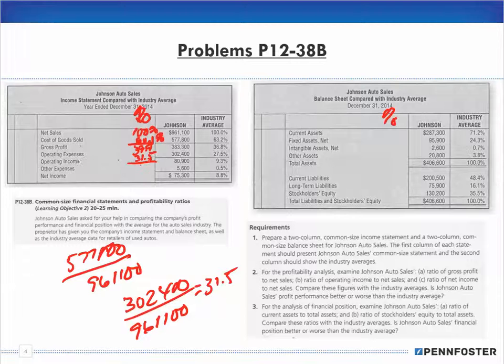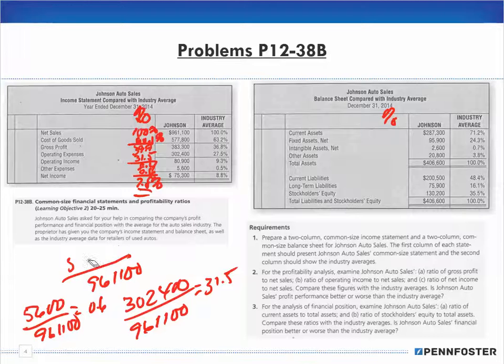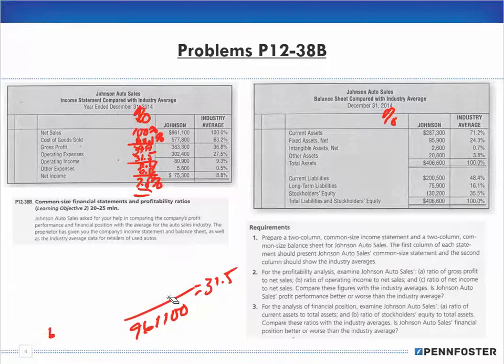So my operating income, subtract one from the other, is 8.4. And then my other expenses is 5,600 divided by 961.1, and that gives me 0.6. And we subtract that from that, and that gives me my net income of 7.8%. Okay, that's the income statement. To double check yourself, you can just do that.